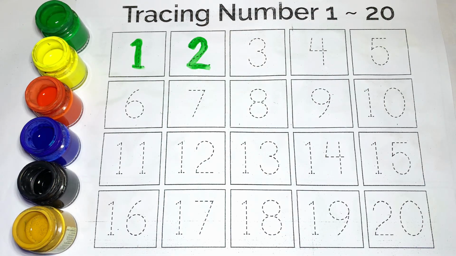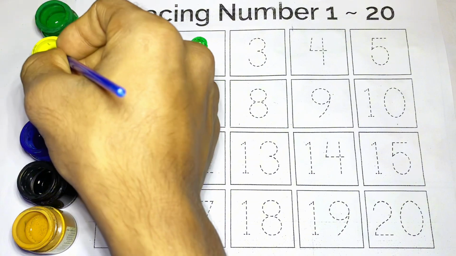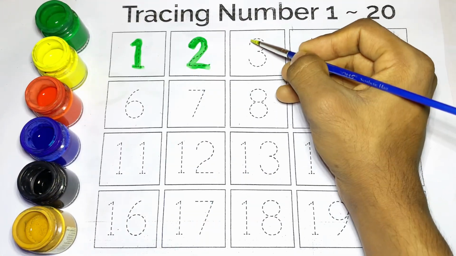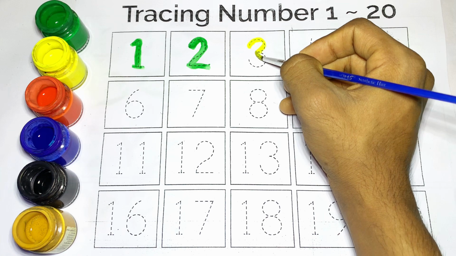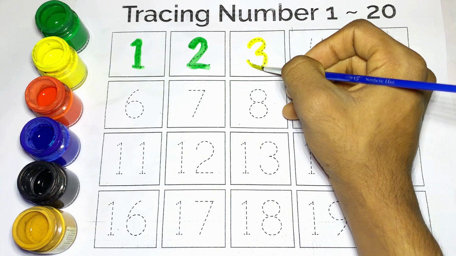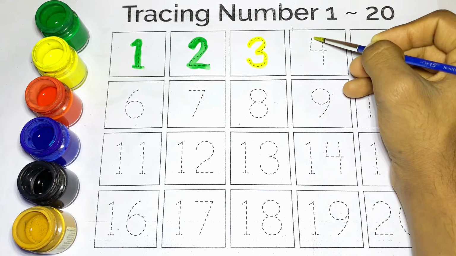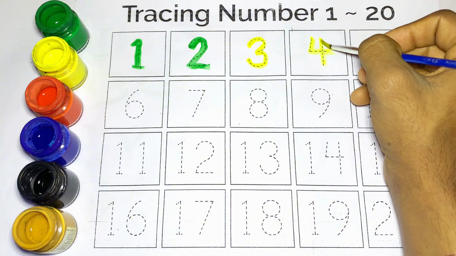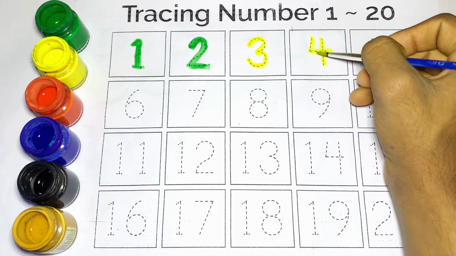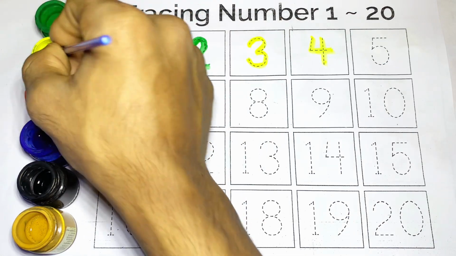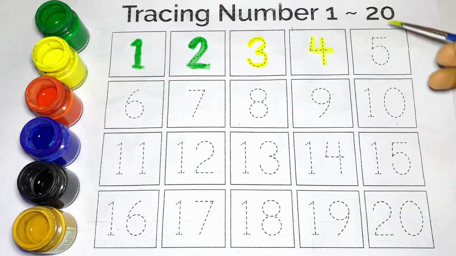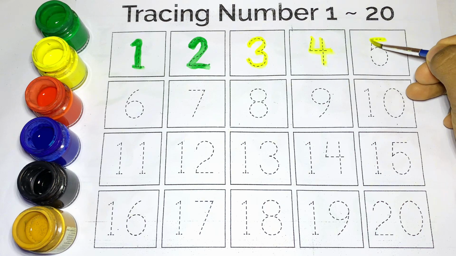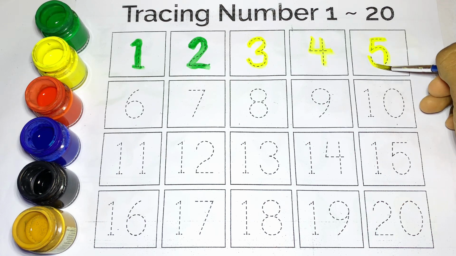Kids, now draw three. The numbers of three, and use yellow color. T-H-R-double E, three. Four. The numbers of four, and again use yellow color. Kids, now draw five. The numbers of five, and again use yellow color.